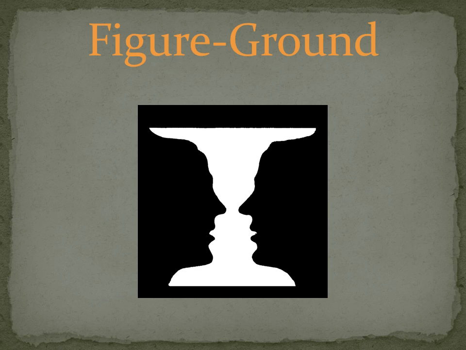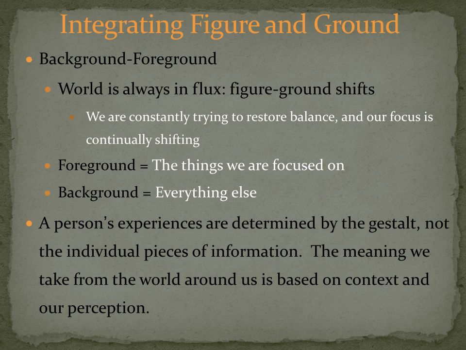With the figure in this case alternating between the vase and the faces, and the ground also alternating between being the faces and the vase, depending on which you're focused on. And so, like in the image, the background and foreground are shifting, representing this idea of flux. And our goal, what we're doing as we go through our days, is trying to restore balance. And as we do that, our focus is continually shifting, with the foreground, or the figure, being the thing that we're focused on, and the background being everything else. So our experience is determined by the gestalt, by the whole, by the combination of the figure and the ground.